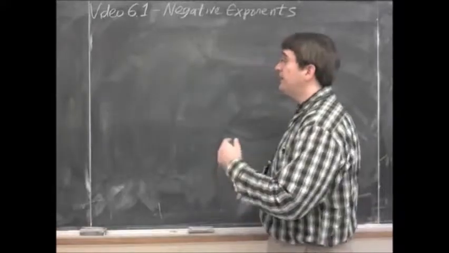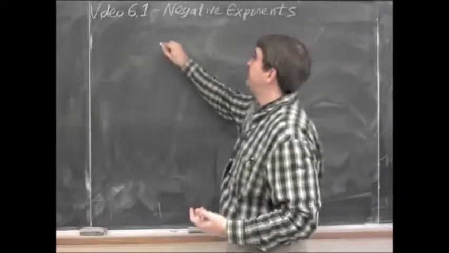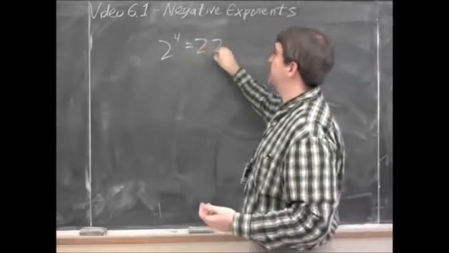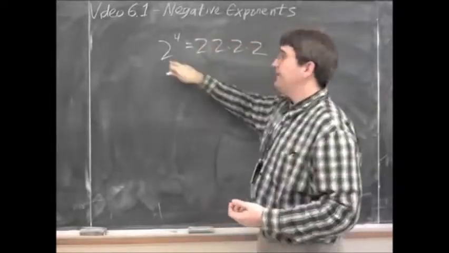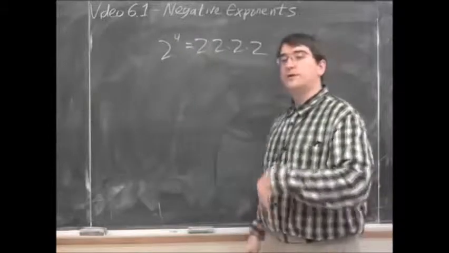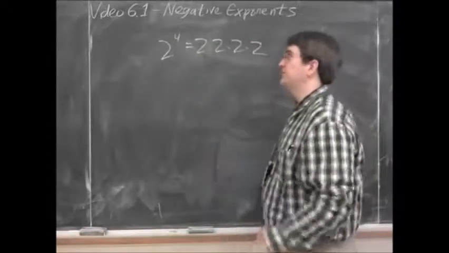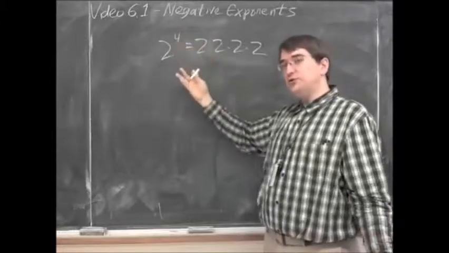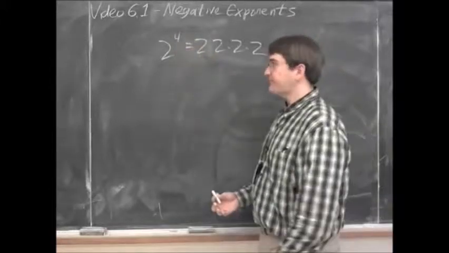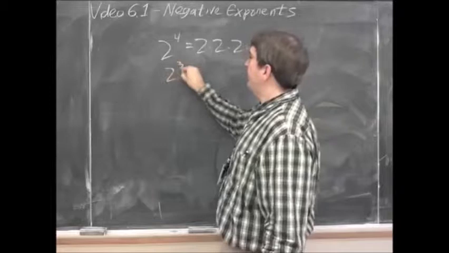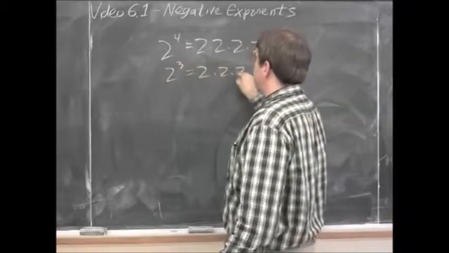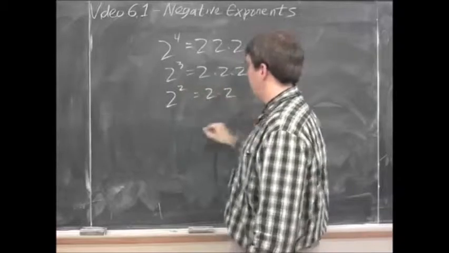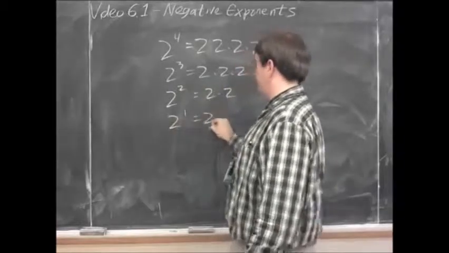But anyway, you already know, I'm sure, that 2 to the power 4 is just 2 times 2 times 2 times 2. The base is 2, the power is 4, the exponent is 4. Power and exponent, of course, mean the same thing here, and that just indicates how many 2's we're multiplying together. 2 to the 3 is 2 times 2 times 2. 2 to the 2 is 2 times 2. 2 to the 1 is just 2.